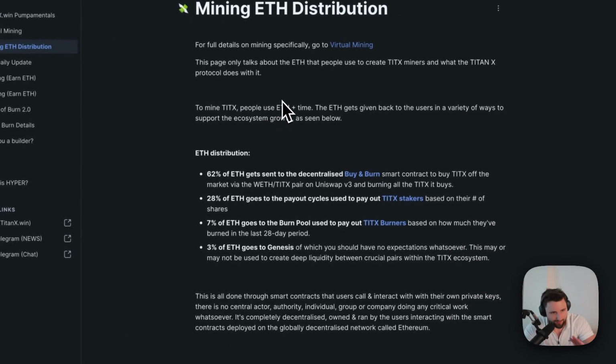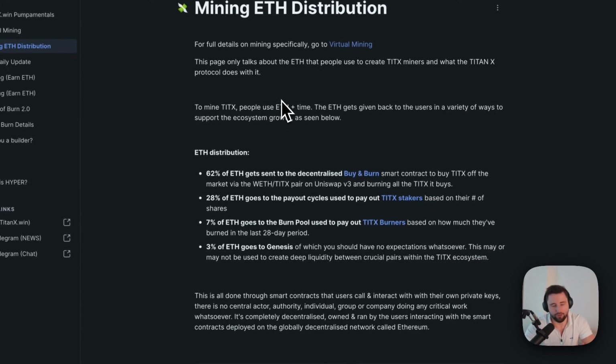Now here's the absolute secret sauce key part of Titan X. This page only talks about the ease that people use to create Titan X miners. So you remember in the beginning, I mentioned that people have to use Ethereum to create miners, and then they specify their mining time. So they kind of use Ethereum and time to bring Titan X into existence instead of hardware and Chinese manufacturers and graphic cards, all of that stuff. All you need is Ethereum and time and your self-custody wallet, because you create your codes. This is something we'll go over in a bit. But basically, to mine Titan X, people use Ethereum plus time.